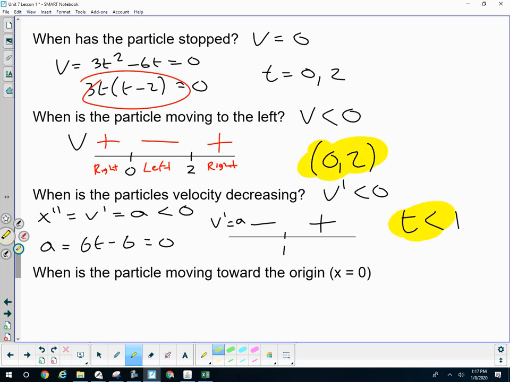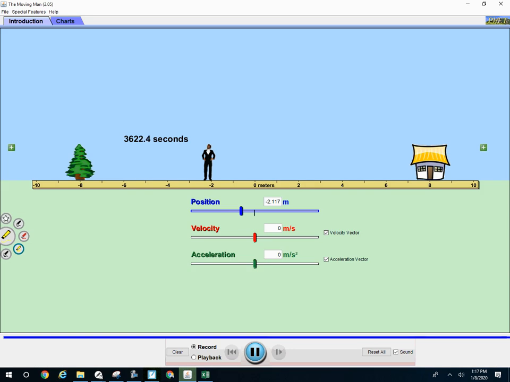Okay, a question that pops up, and you'll see, is asking when is something moving toward the origin? Okay? Let's go back to our guy. It's been 3,600 seconds since we started. The guy is located, let's say he is over here at a position of 4. He will be moving towards the origin if what is occurring? He's moving to the left, and he's moving to the left when his velocity is.